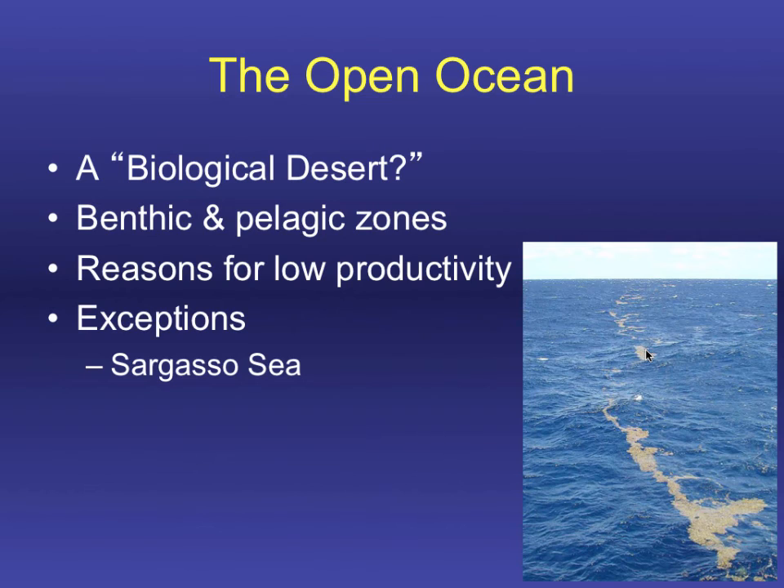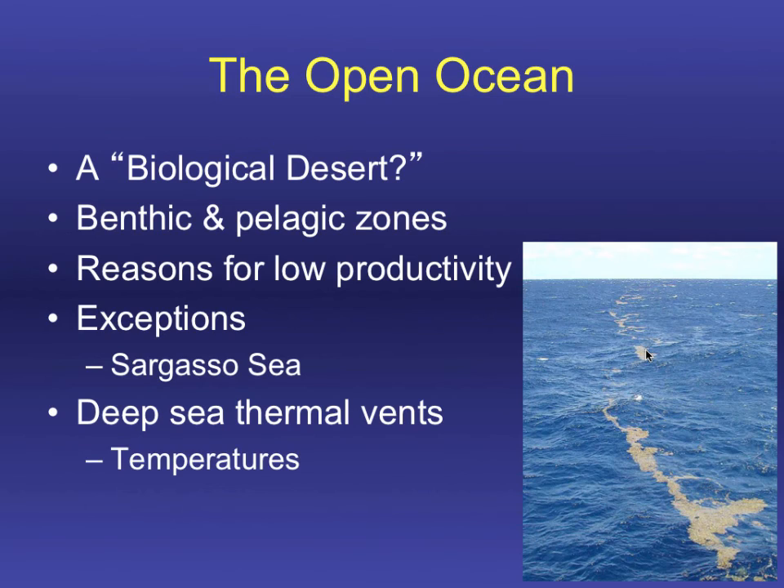We've talked about the low productivity before. There are places in the world that are very productive. The Sargasso Sea is one that actually is open ocean, but it's still got a really high productivity. Otherwise, you're looking at coastal regions to find productivity in the ocean environment. And we've talked about deep sea thermal vents as well. That helps keep things warm and also provides chemicals to organisms.